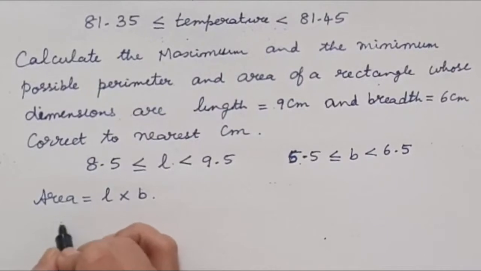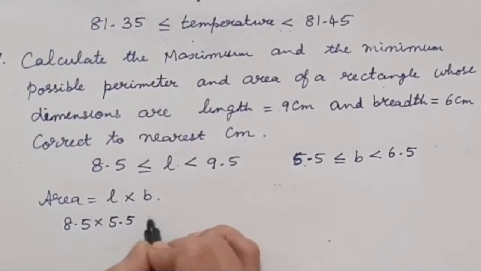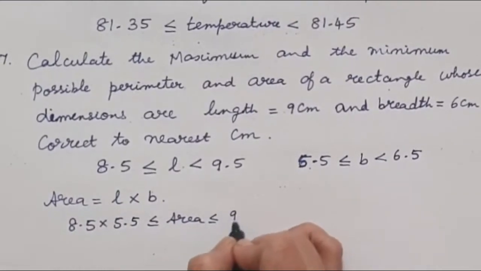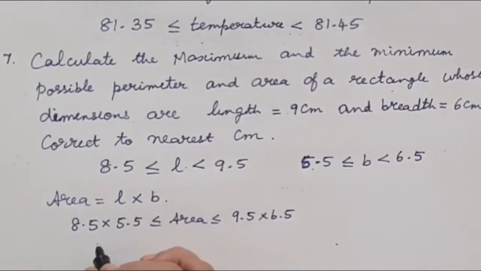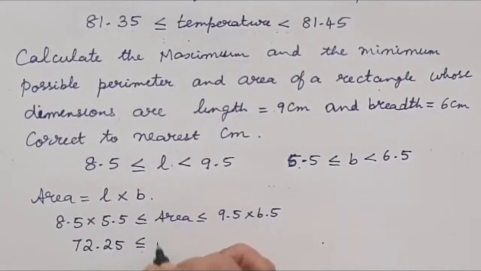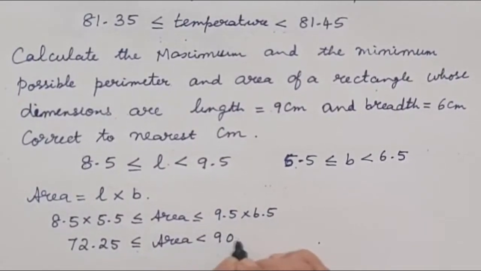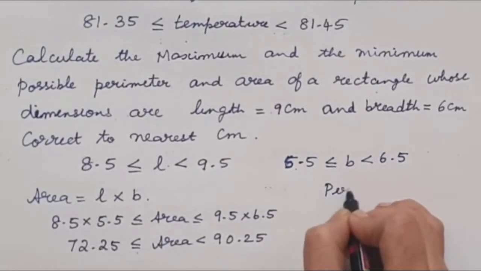So it will be 8.5 multiplied by 5.5 is less than or equal to the area, which is less than or equal to 9.5 into 6.5. So when we simplify it, we get 72.25 is less than or equal to the area, which is less than 90.25.